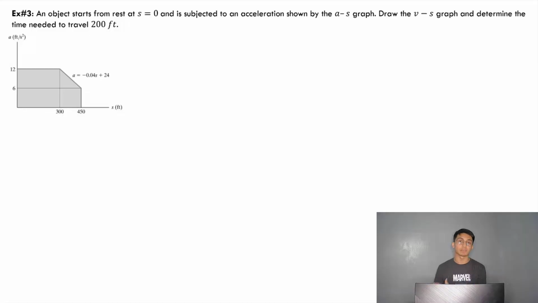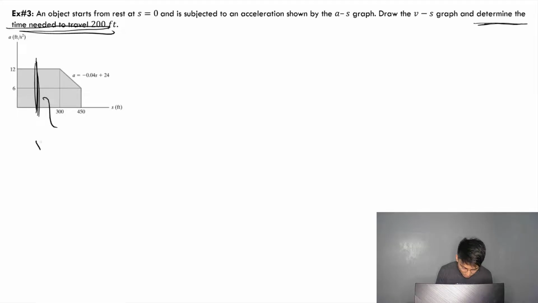Pero hindi pa tayo tapos sa example number 3 kasi meron pa tayong isang hinahanap. Determine the time needed to travel at 200 feet. Ibig sabihin, yung 200 feet na yan, nandito yan sa part na to. Nasa first part of the motion siya. Ibig sabihin, kung isosolve na natin yung time, ang gagamitin natin na equation na yung equation na nakapaloob dito. So, ano yung equation na yun?